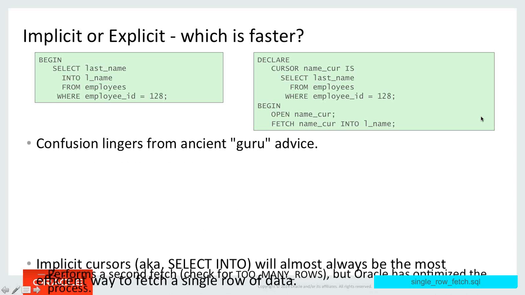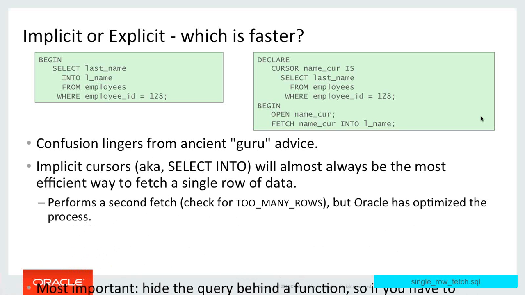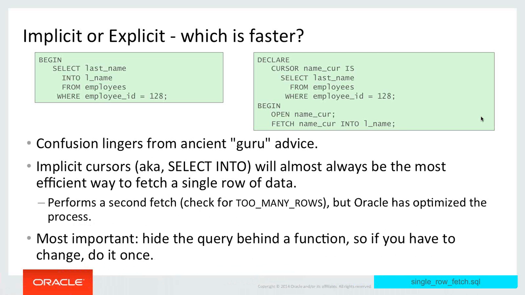Implicit or explicit, which is faster? Yes, the age-old question that should no longer be a question. This is a great example of how you always have to verify what the gurus say, what the great minds say. People tend to listen to myself or Tom Kyte, and whatever we say, they go and do.